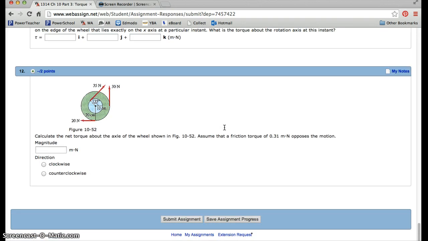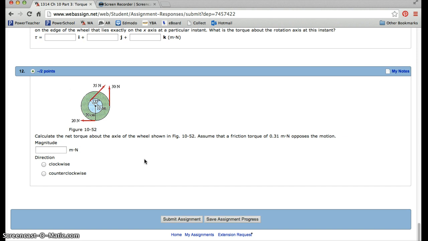And 12, again, is a lot like the ones we've done previously, where we have some torques working as a team, some working against, and you're not even looking for alpha, you're just looking for the total torque. So you're just going to add them up.